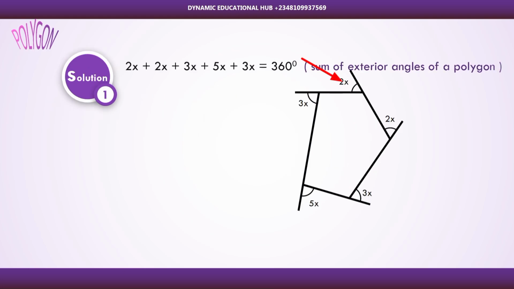So we have 2x plus 2x plus 3x plus 5x plus 3x will give us 360 degrees, the sum of exterior angles of a polygon. How many x do we have here? 2 plus 2, 4, plus 3, 7, plus 5, 12, plus 3, 15. So we have 15x is equal to 360 degrees. We divide both sides by 15. So we have 360 degrees divided by 15, and that is 24 degrees. So the value of x here is 24 degrees.